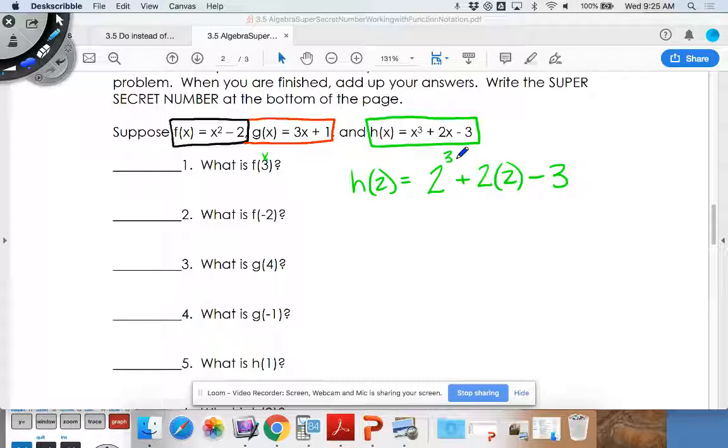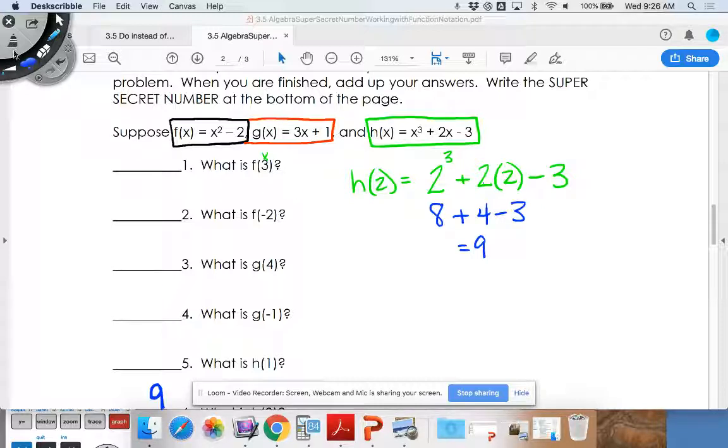So 2 to the 3rd power is like saying 2 times 2 times 2, which is 8. Because 2 times 2 is 4, 4 times 2 is 8. Plus 2 times 2 is 4, minus 3. What's 8 plus 4? That would be 12 minus 3 is 9. So our answer for number 6 is 9. And I didn't scroll where you could actually see number 6, but you would put a 9 on that little side thing. Okay.